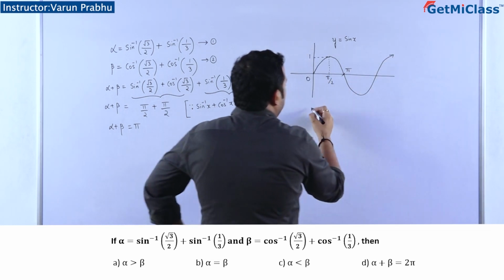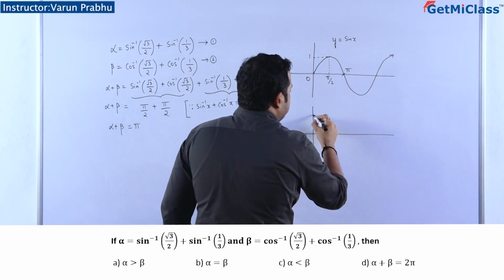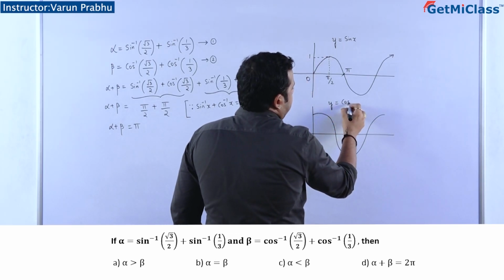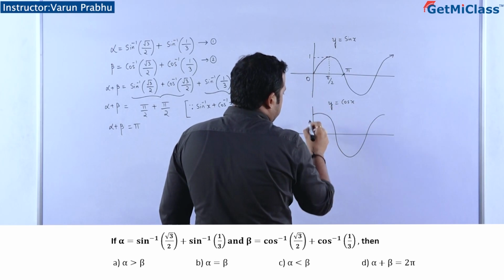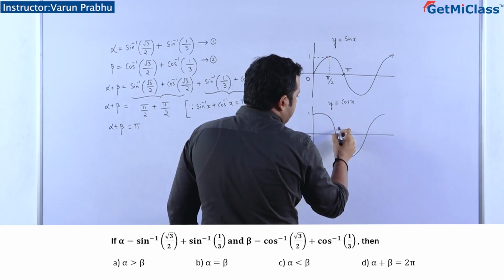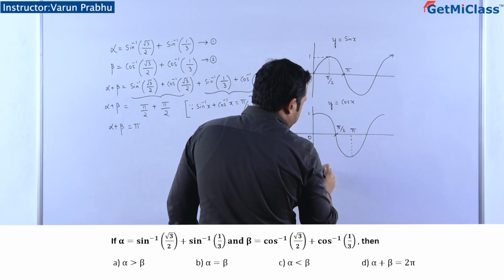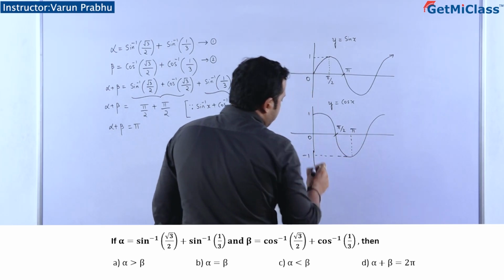This will continue. Similarly, if you consider the value of cos x, cos 0 is 1, and like this it will continue. This is y is equal to cos x. You see that cos 0 is 1, the value of cos pi by 2 is 0, and the value of cos pi is minus 1.